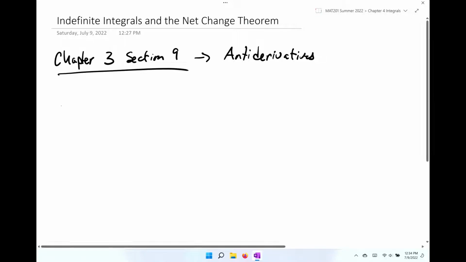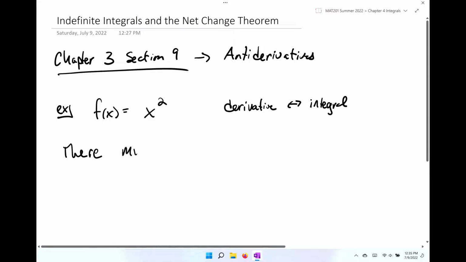So let's start off with a really simple example. Let's say we have f of x equals x squared, okay? Well, if we assume that the derivative and the integral are inverse relationships of each other, then this is telling us that there must exist a function, let's call it capital F of x, such that when you take the derivative of this, you're going to get x to the second power.